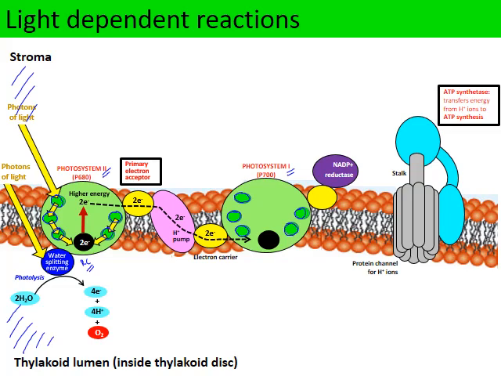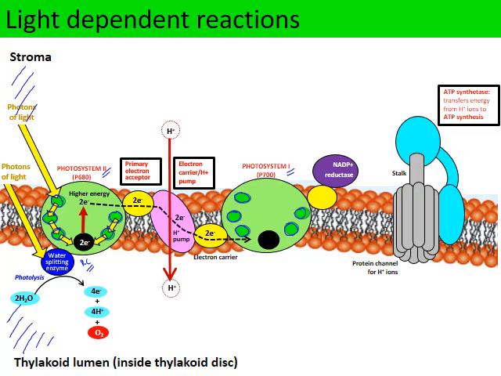Now as the high energy electrons pass down this electron transport chain made of the two electron carriers and the proton pump, the electrons lose energy, and that energy is utilized by the proton pump to allow it to change shape. And that proton pump is then going to pump, by active transport, protons from the stroma into the thylakoid disc. So inside the thylakoid lumen, or the thylakoid disc, we get an accumulation of protons. So the pH drops, becomes very acidic and very low because of the accumulation of hydrogen ions.